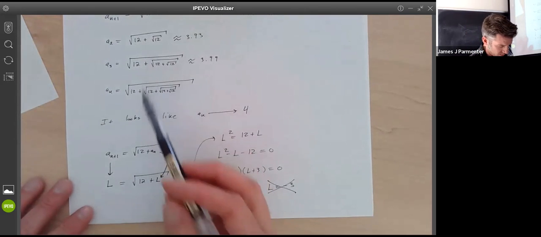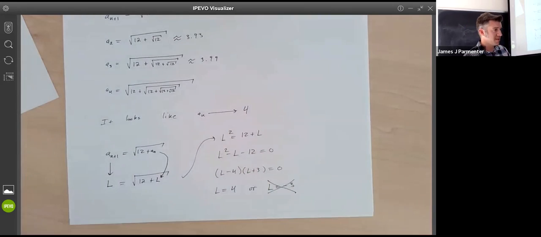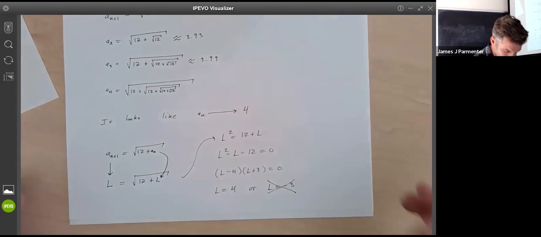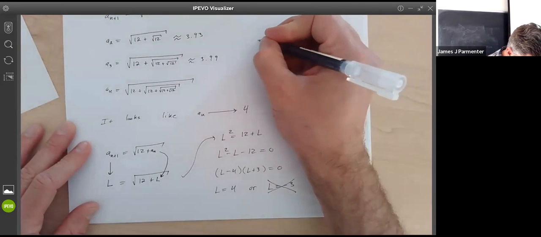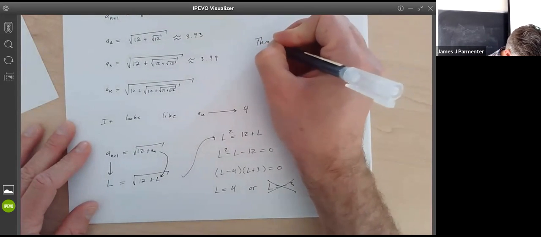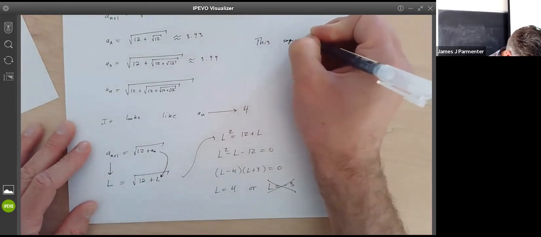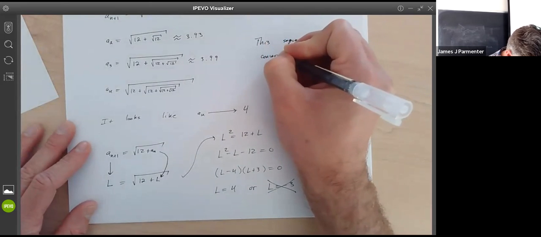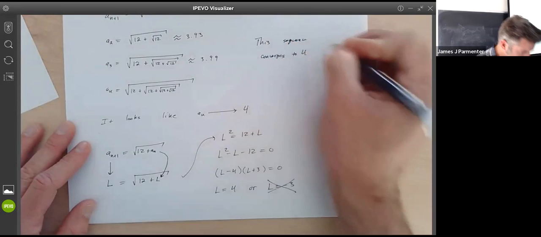Sorry, I was thinking of a different thing. Sorry, thinking 17 series for a second there. 17 series does a similar thing, but slightly different. So it's a pretty good bet that this sequence converges to 4.